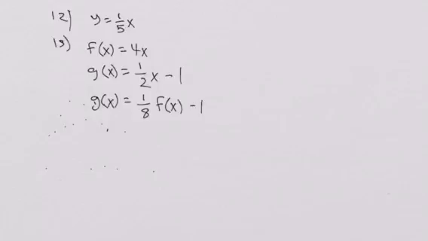14, I can't read it. I think it says f of x equals 5x, and then g of x equals negative 2 times 5x minus 1. That's the best I can do reading it, Ben.